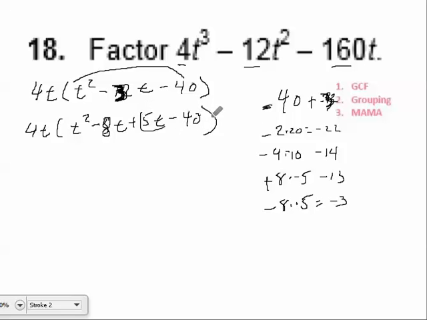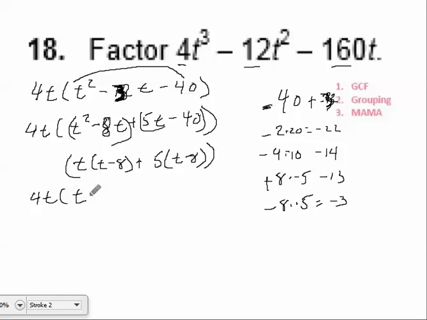And I'm going to group these two together inside of here. And this one is going to have a t factored out of it, and it's t minus 8. And this one over here is going to have a 5 factored out of it, and it's going to be t minus 8. And so my factors are going to be 4t, t plus 5, and t minus 8. That's the way we use the regrouping approach to find those values. Okay?